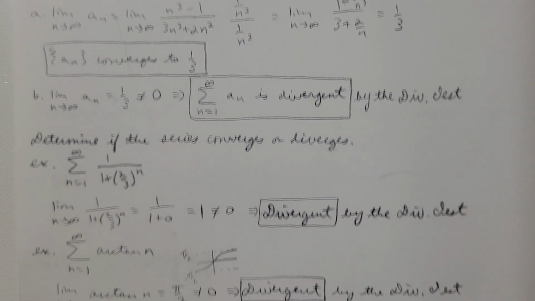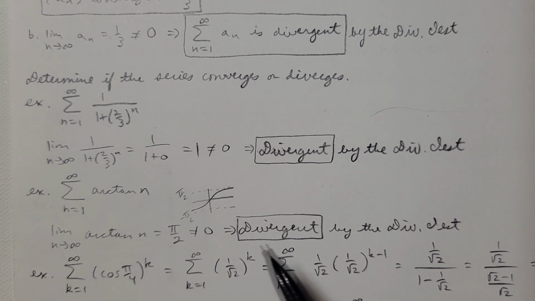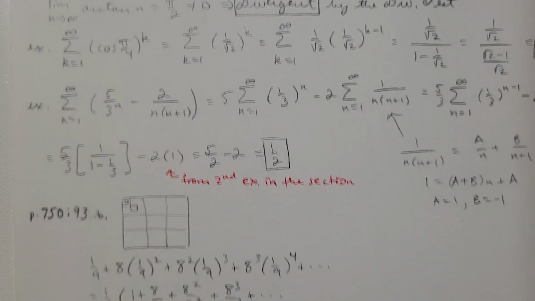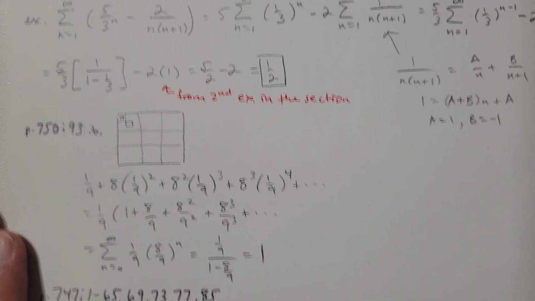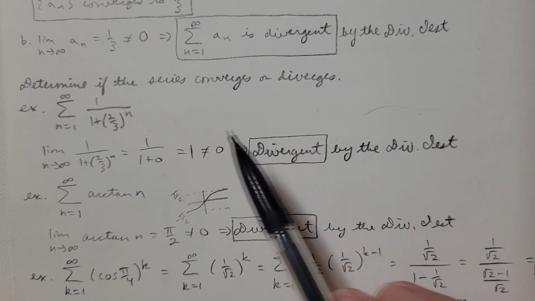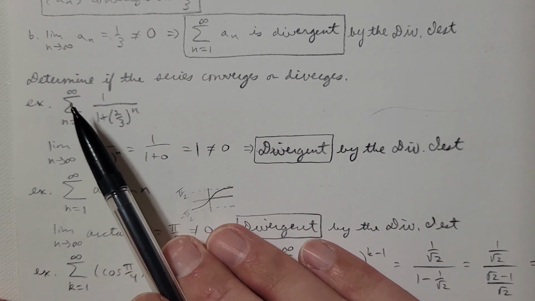All right. I've got some more examples here. We're going to check if the series is convergent or divergent. And when we do that in the next video, I'll pick up with this example here.